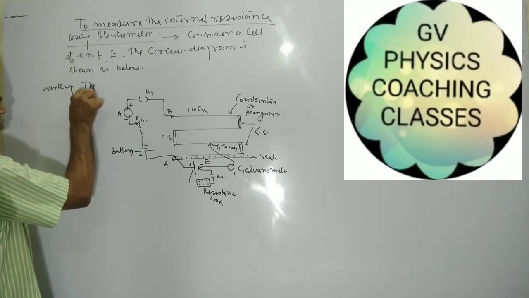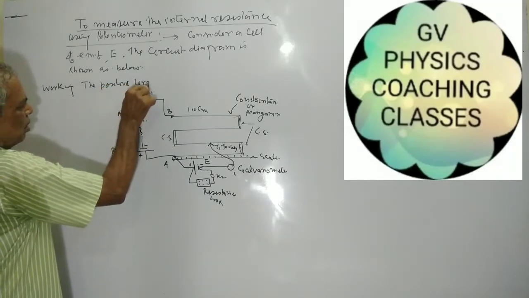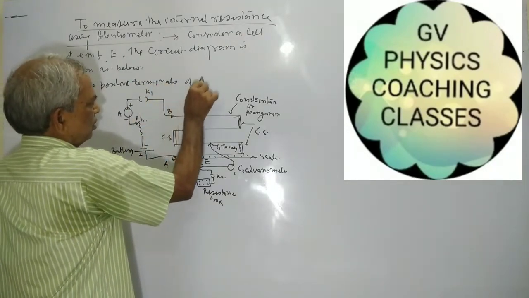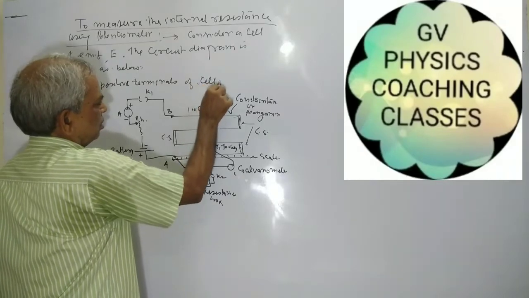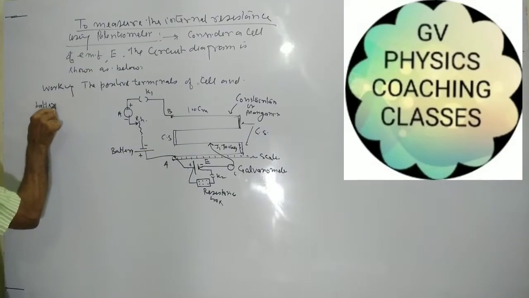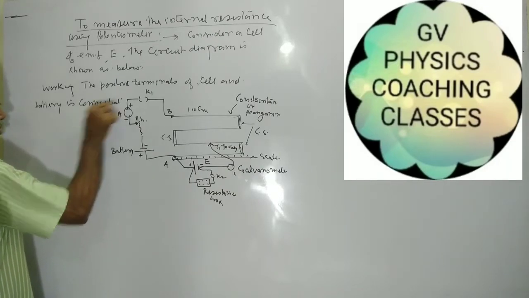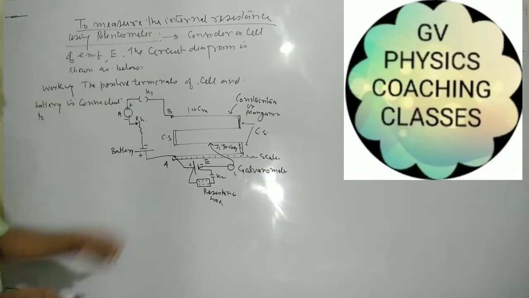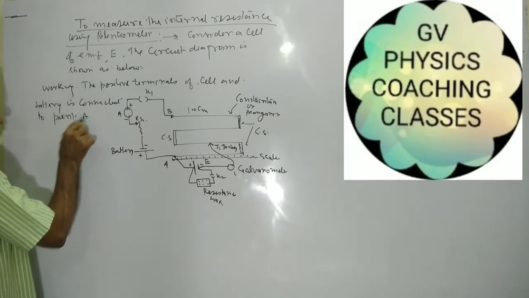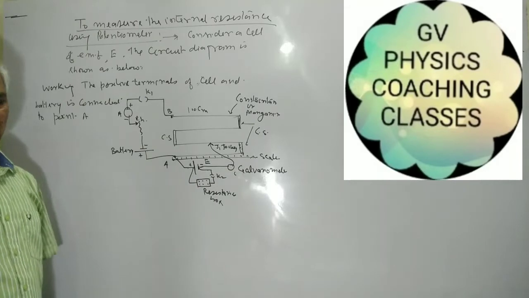Working. The positive terminals of cell and battery are connected to point A. It is a condition that the EMF of the battery should be greater than that of the cell.